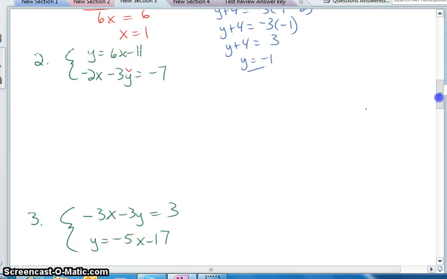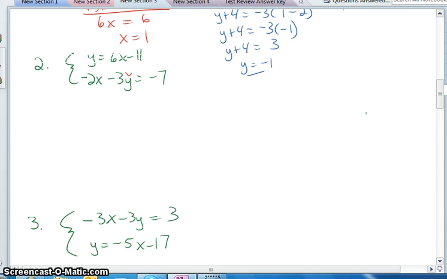Okay, let's try this next one. Y equals 6x minus 11 and negative 2x minus 3y equals negative 7. So this I'm going to do the same thing. I'm going to substitute. I know that y equals 6x minus 11. So I'm going to put that in place of the y on the second equation. Now I'm just going to solve. Got to distribute that negative 3.